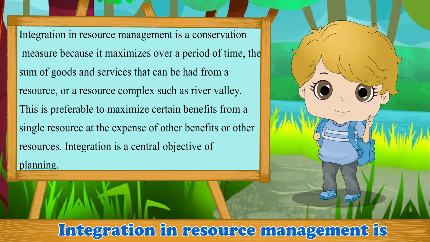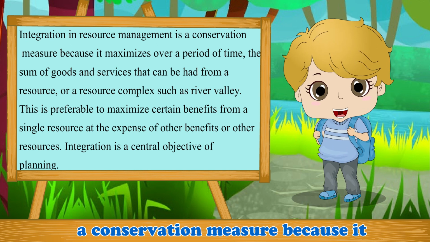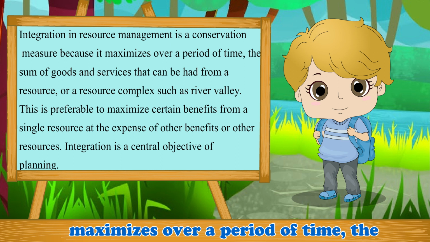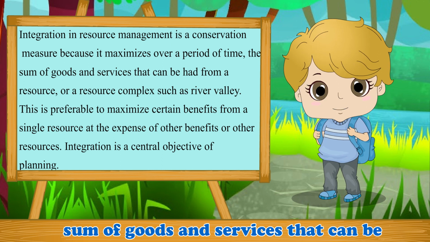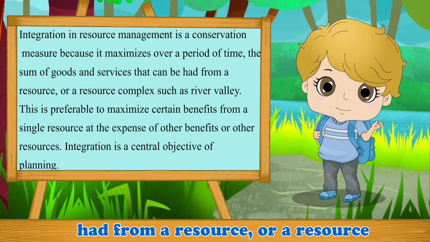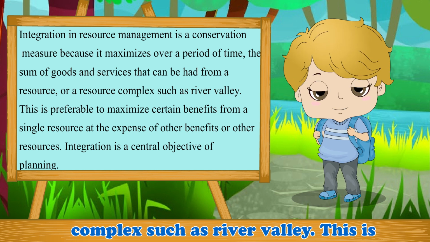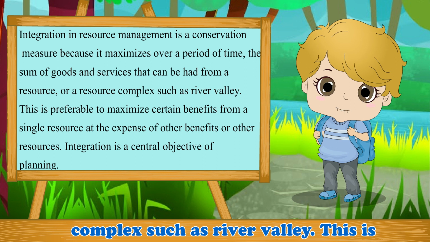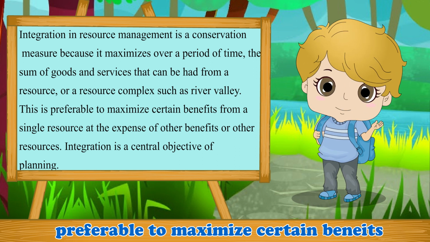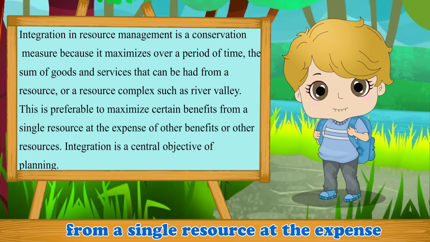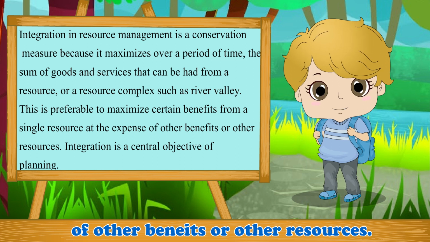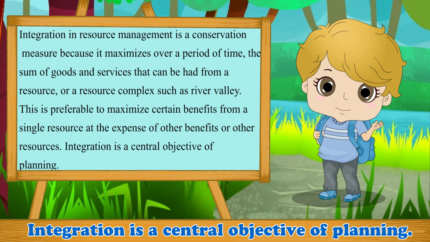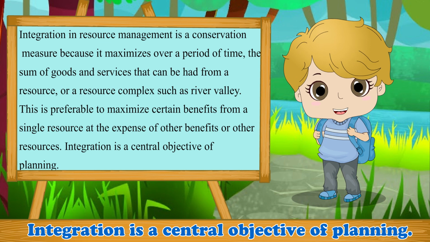Integration in resource management is a conservation measure because it maximizes over a period of time the sum of goods and services that can be had from a resource or a resource complex such as a river valley. This is preferable to maximizing certain benefits from a single resource at the expense of other benefits or other resources. Integration is a central objective of planning.